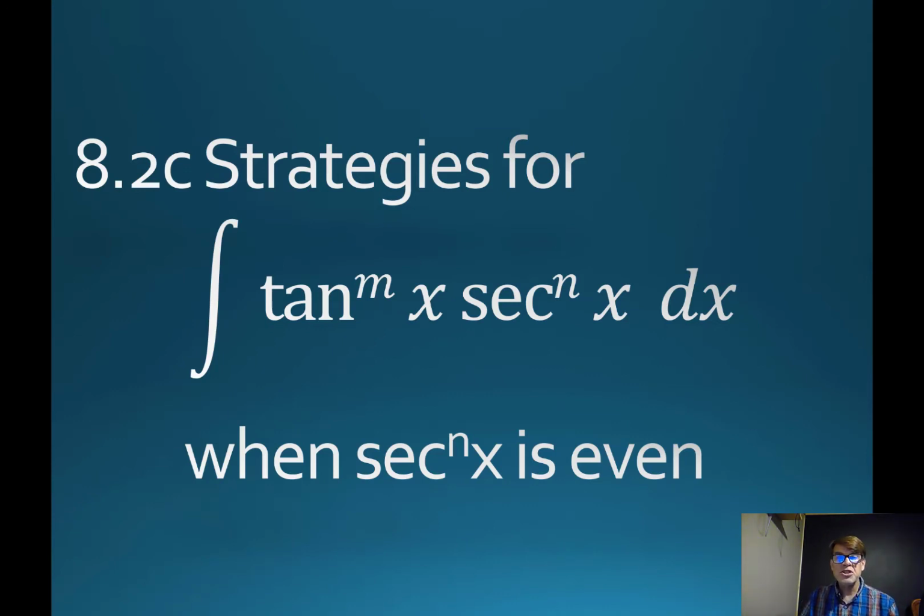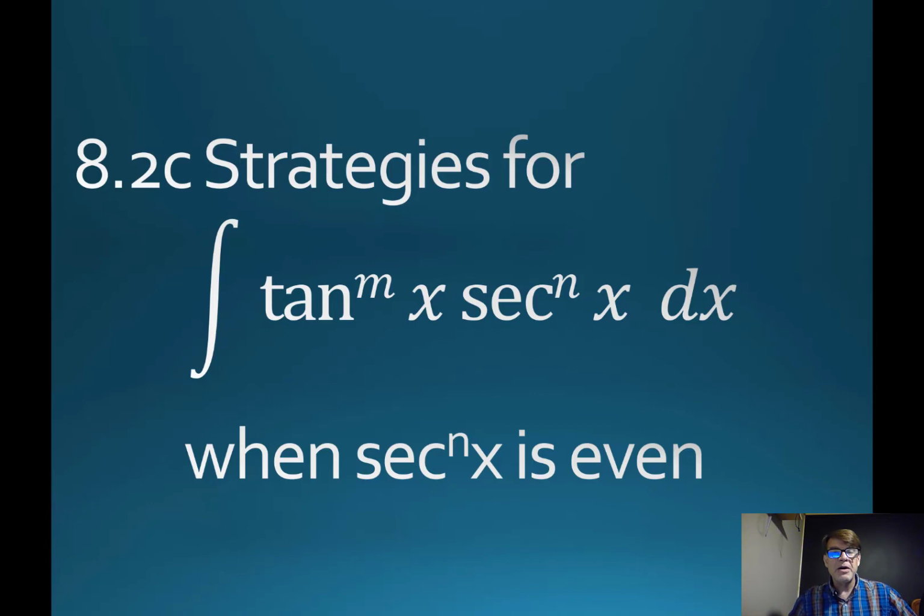8.2b was strategies for integrating powers of sine and cosine where they're all even. And what you used in that case are the half-angle identities. I won't remind you what they are. See the previous video. The half-angle identities allow us to beat down the power until we get down to the first power of just sine x, cosine x. Once you've beaten it all out to the first power, then it's fairly easy to solve.